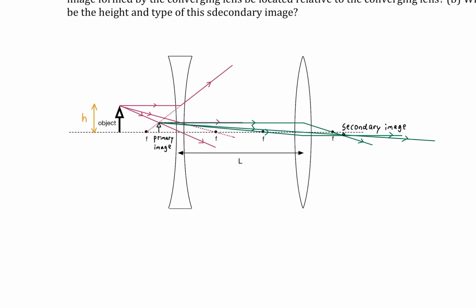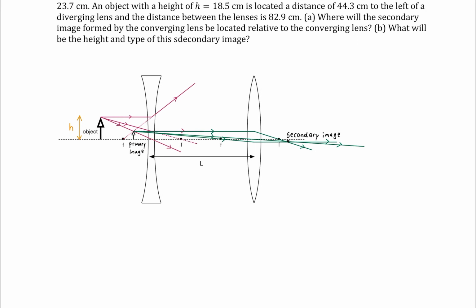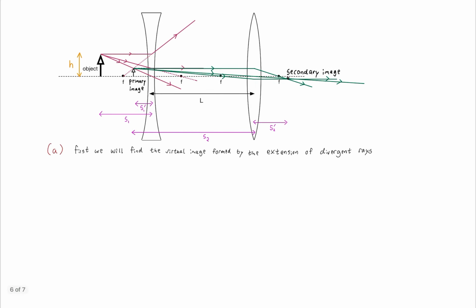And here's a case of it happening. Okay, all right, here are all of our variables: S1 prime, S1, S2, and S2 prime. So our two object distances and our two image distances, and that's all we'll need for the problem. First we'll find the virtual image formed by the extension of the divergent rays. That's the primary image.